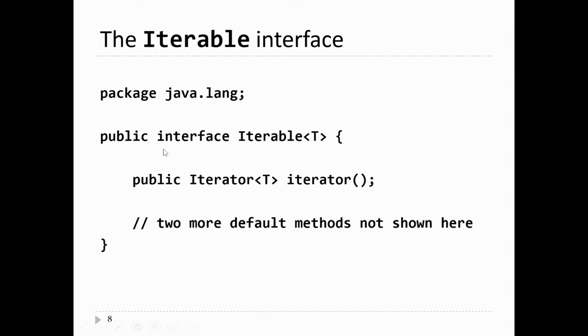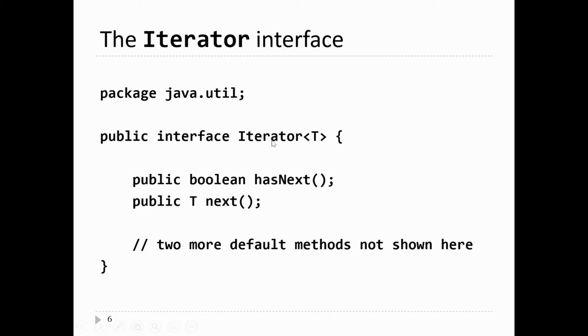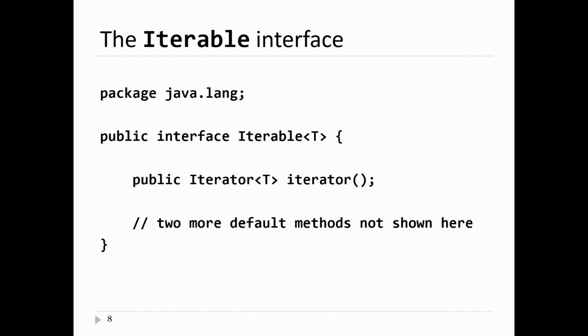So how does the Iterable interface work? Well, it just returns an Iterator, and the Iterator does the work of looping over the collection. Don't get these two interfaces confused. There's one called Iterator, and then there's another one called Iterable. The Iterable interface is the thing that returns an Iterator.